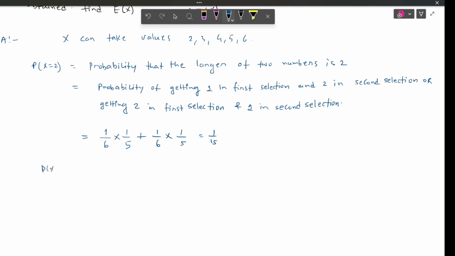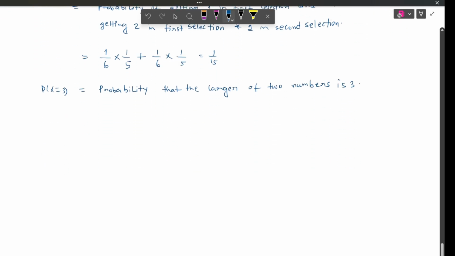Now probability of x equals 3. That means the probability that the larger of two numbers is 3. So how can you get this? Probability that the larger of two numbers is 3.